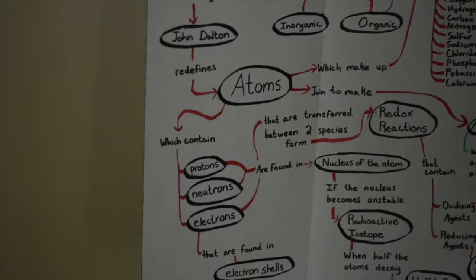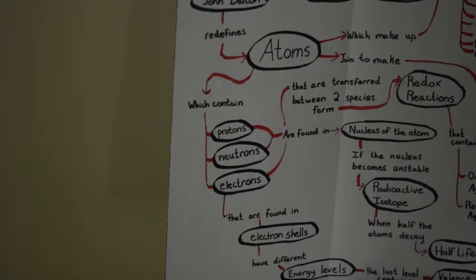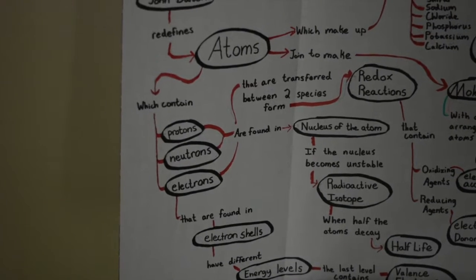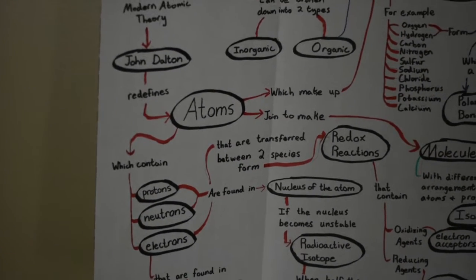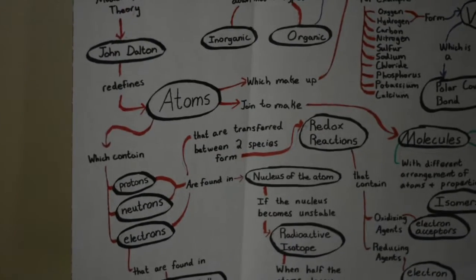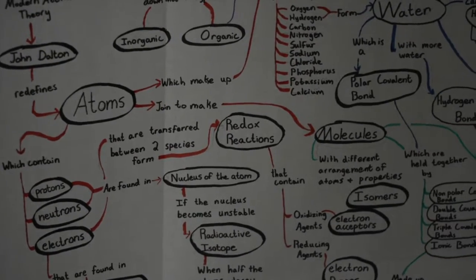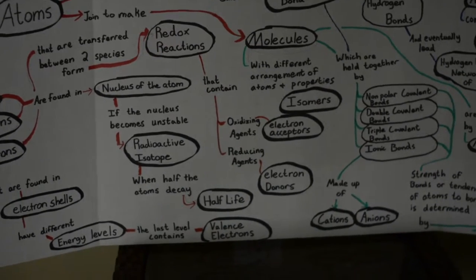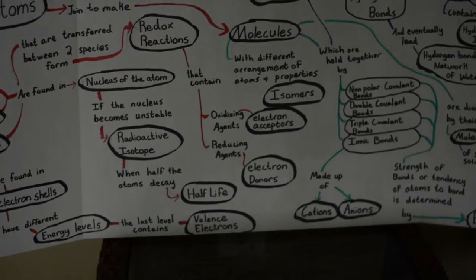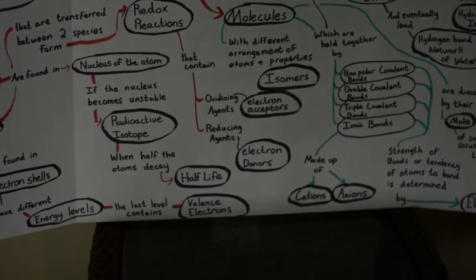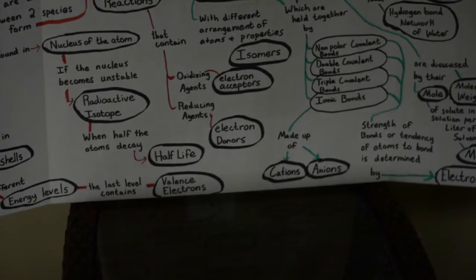Okay, there's one more thread from electrons, and it goes right up, passes the protons and neutrons thread, and says that electrons that are transferred between two species form redox reactions. Redox reactions contain oxidizing agents and reducing agents. The oxidizing agents are the electron acceptors, and the reducing agents are the electron donors, as you can see right there.